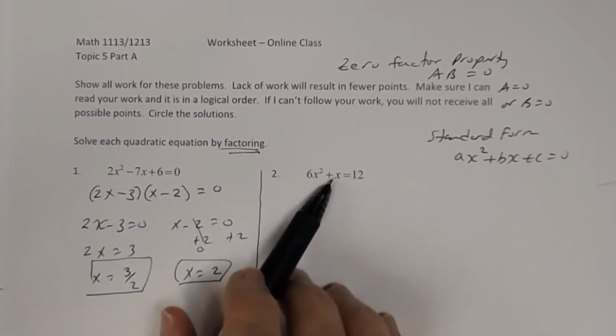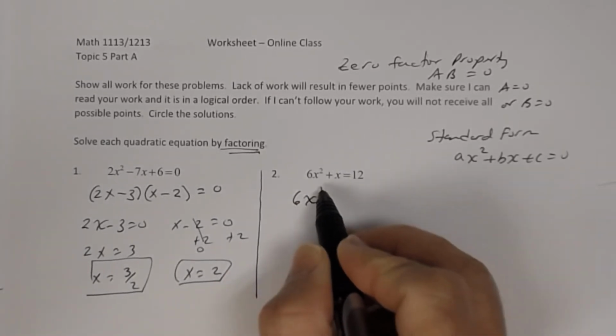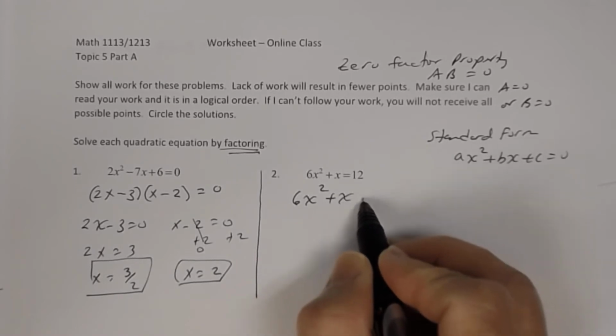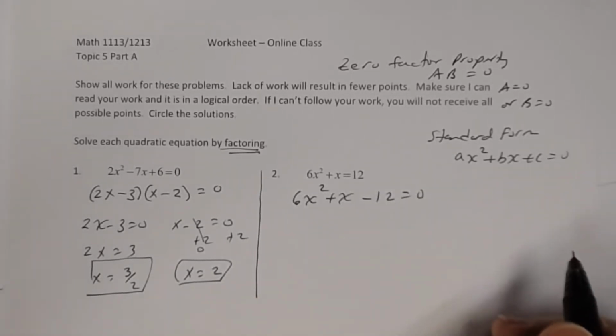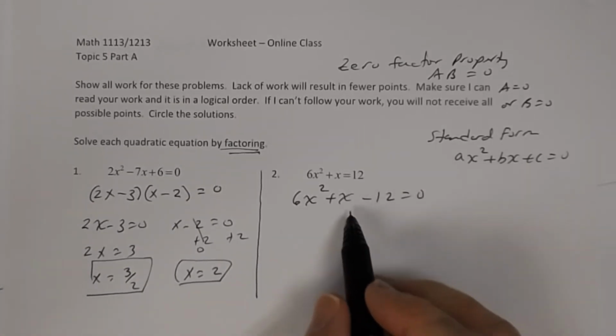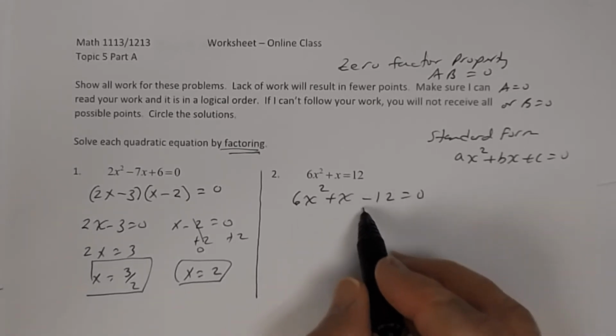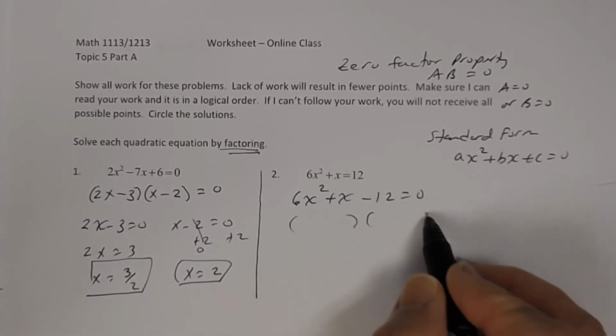So to bring this 12 over, I'm going to have to subtract 12. So in standard form, this becomes 6x squared plus x minus 12 equals 0. And so now I have it in standard form. Okay, so now we're going to factor this trinomial. And so the GCF of each of those terms is 1. And so now we're going to go directly to the two binomials.